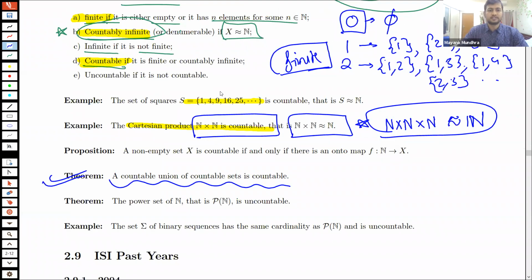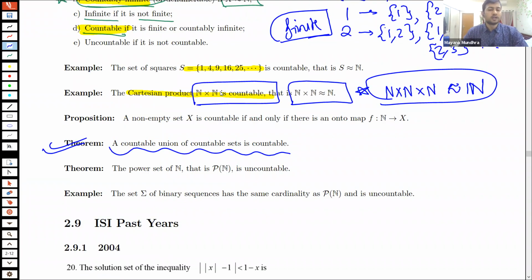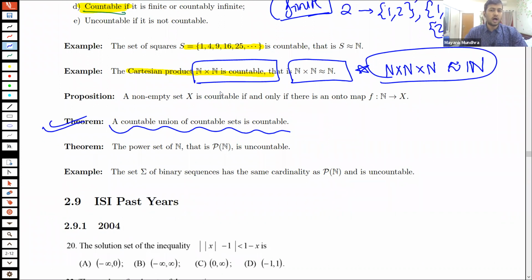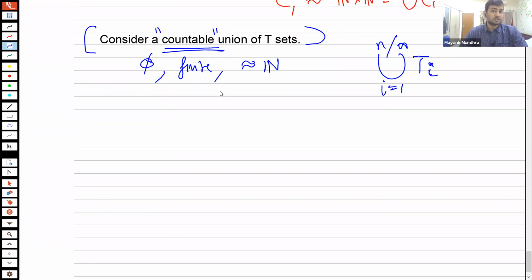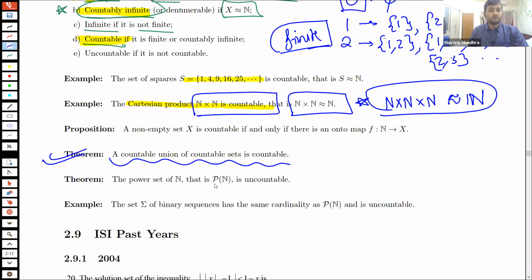So that is your countable set. Now the question is, are there sets which are uncountable? Are there sets which have a cardinality greater than N? And the answer is that there is. Okay, so our set of N is uncountable. Let me talk about this proposition first.